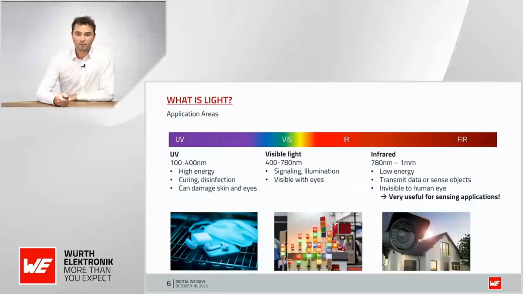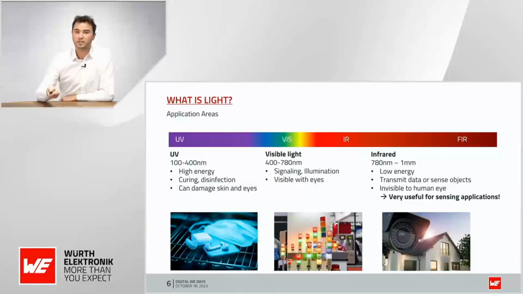Let's look in more detail at the different application areas of the different wavelengths and light areas. We have UV light, which has a really low wavelength, like 100 to 400 nanometers. It has really high energy, which makes it very useful for curing and disinfection. You can kill bacteria and viruses with UV light. But the downside is it can damage eyes and skin because of the high energy that every photon has.